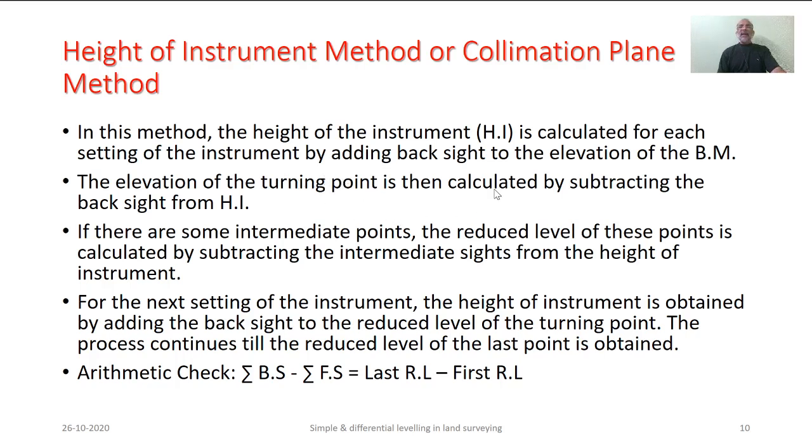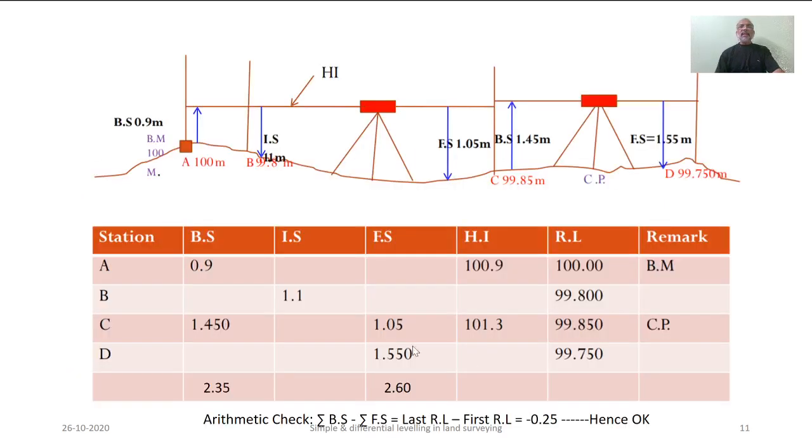Subsequently, all the elevations are determined by deducting the readings that we take from the height of instrument setup. As we compute the reduced levels, at the end we apply the arithmetical check: summation of backsight minus summation of foresight should be equal to the last computed RL minus the first RL from where we started our computations. See here, this is telling us that we started our work from A and ended on D.